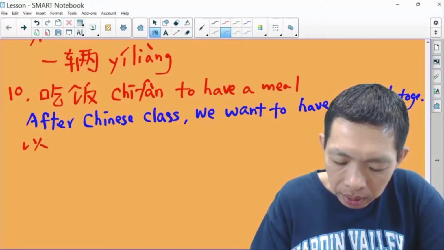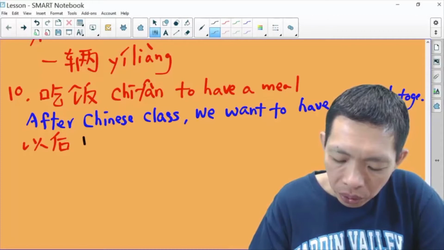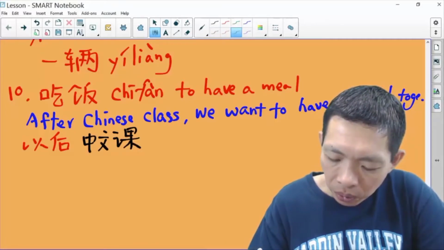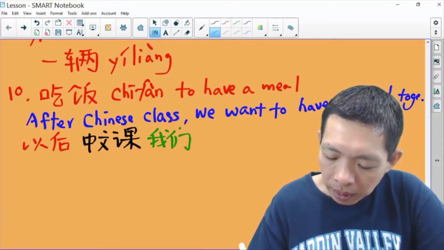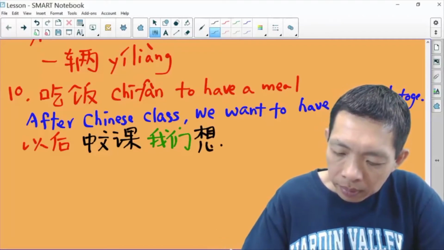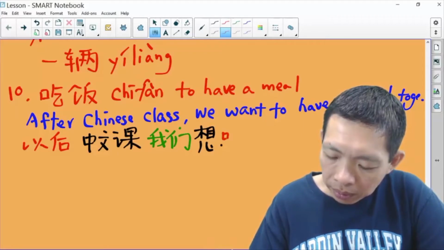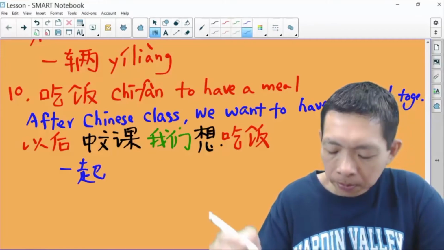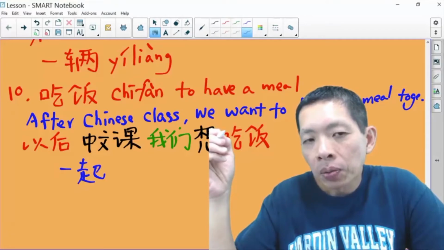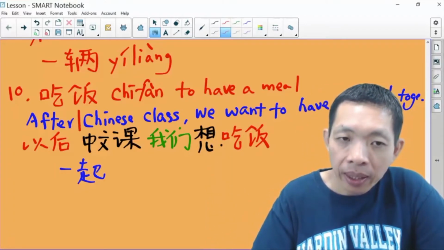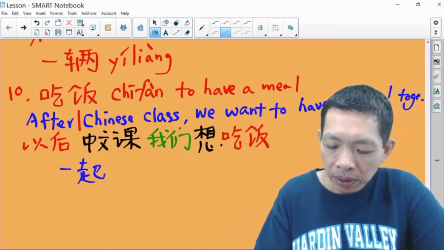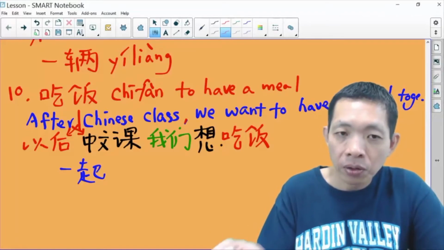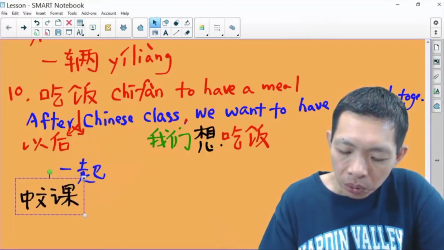You say 以后 in here, and then we have 中文课, and we have 我们 and 想, and then 吃饭, and then we have 一起. Now go back to the word after. When we see the word after, you have to cut it and move it. Move what? Move this before the comma. So you will move this one, Chinese class, to the front, and after you move it, you have to say 中文课以后.